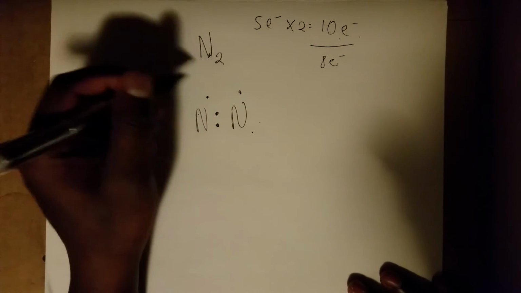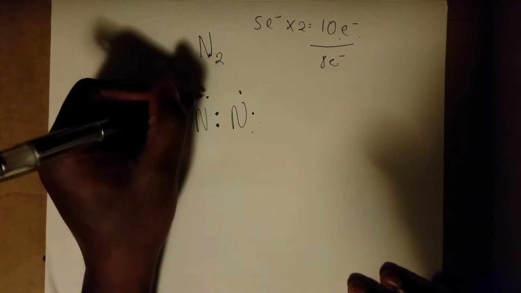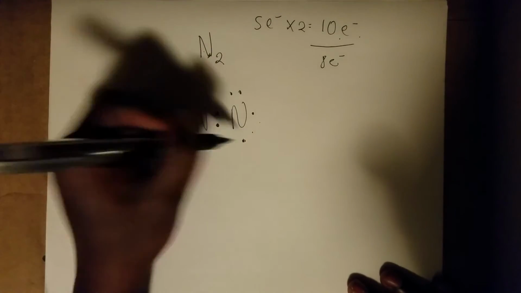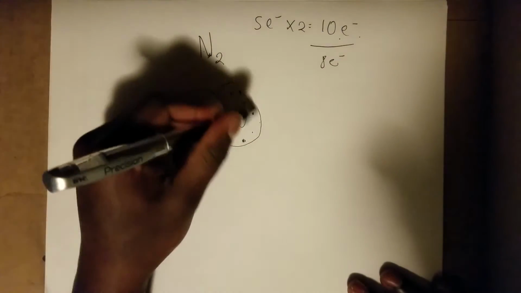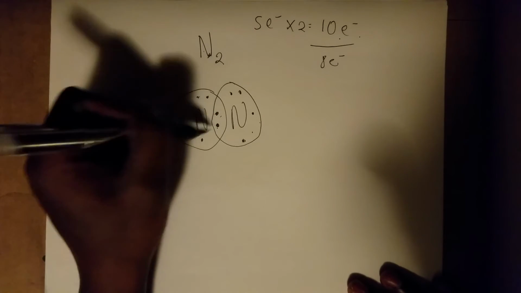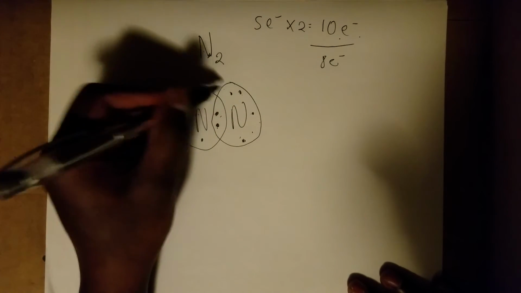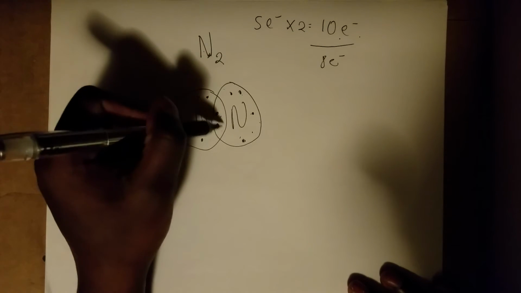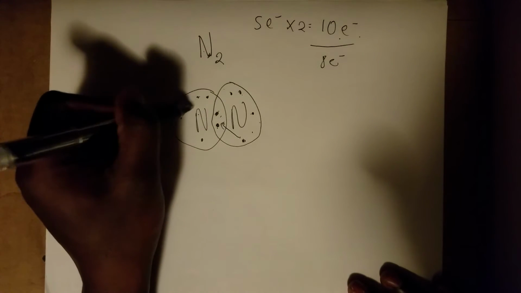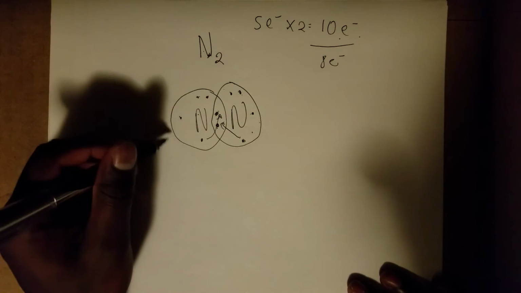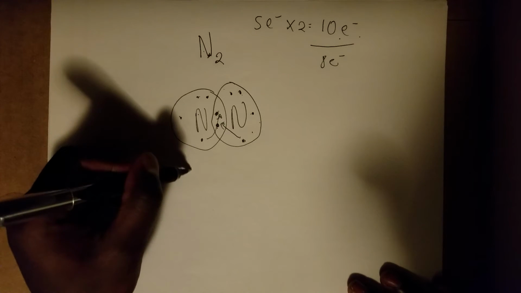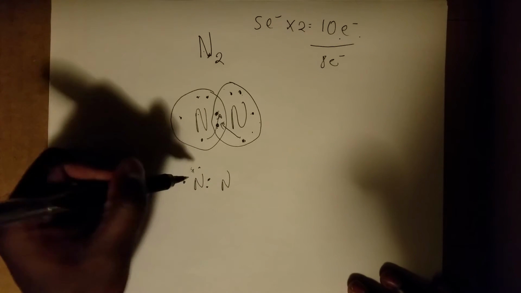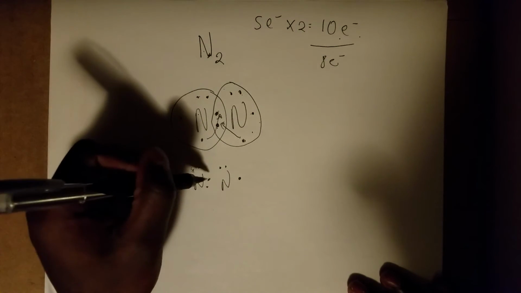So put 1 there, 1 there, 2, 1, 2, 3, 4, 5, 6, 7, 8. So would they form an octet? The answer is no. 1, 2, 3, 4, 5, 6. If it's 6, then you take 1 from here, that makes 7, and you get 8. So you take 1 from here and take 1 from here. So you get 1, 2, 3, 4, 5.